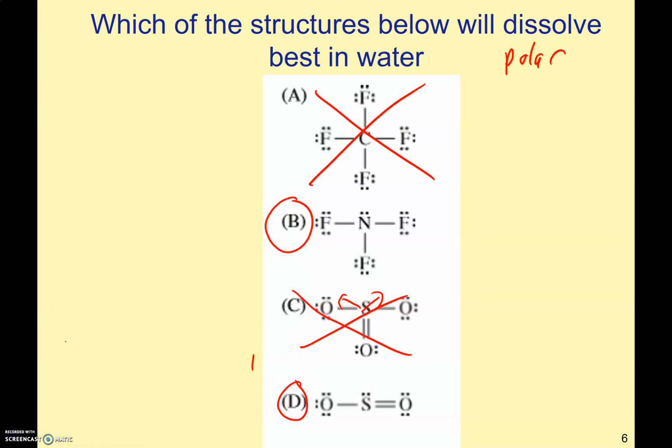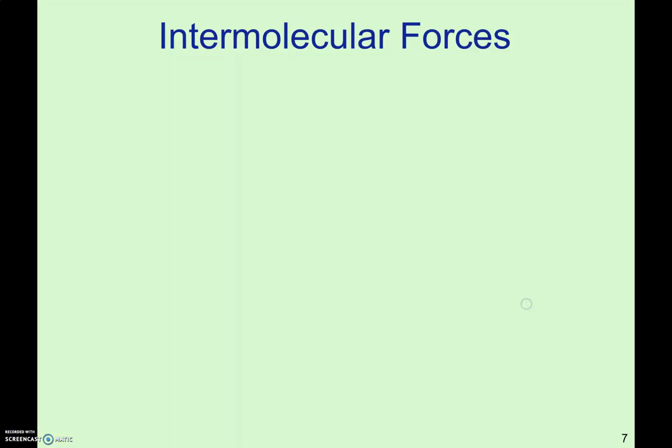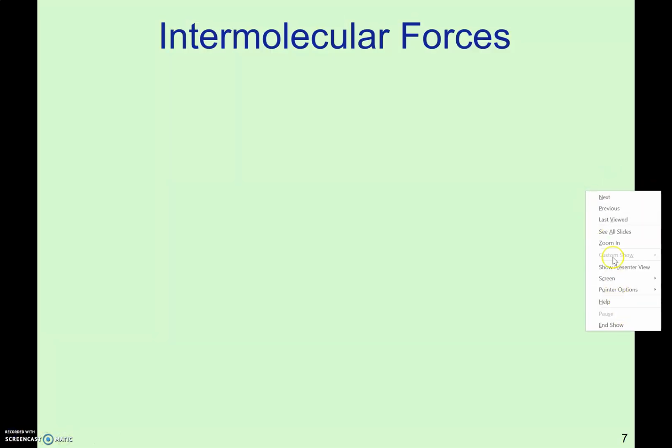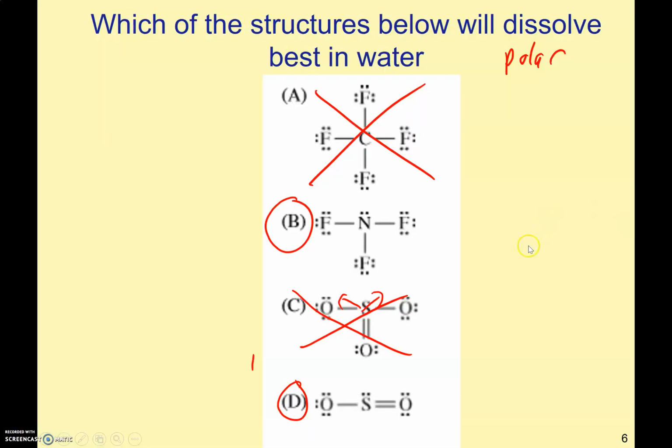I just want to make sure you know why this one is non-polar. If you draw this one, remember the bond should be going up, though a single bond doesn't matter. This is the trigonal planar structure. It's sp2 hybridized, and that is symmetrical. So now we're between B and D.